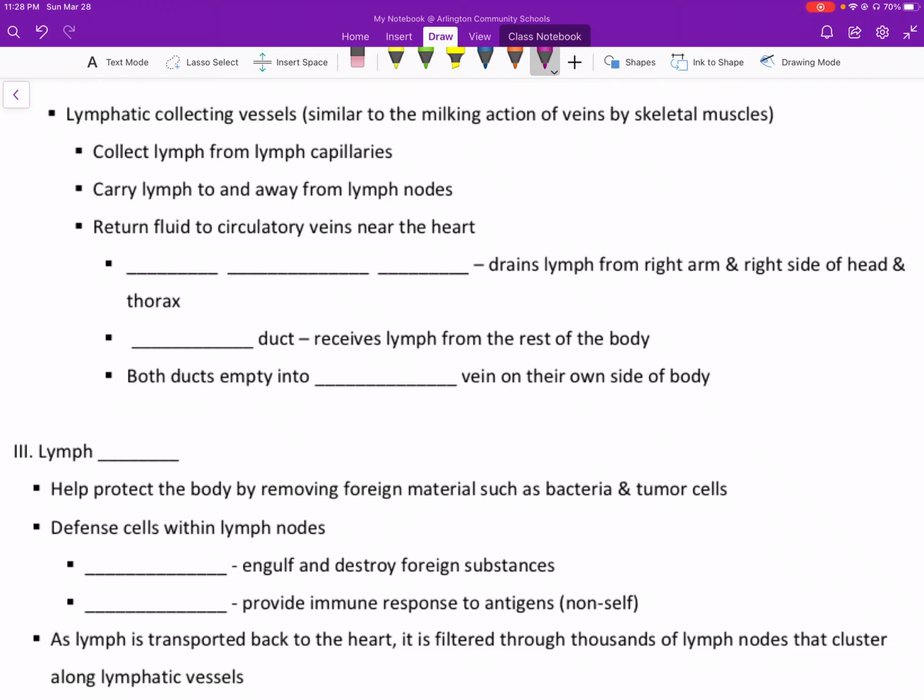And so we're going to collect lymph from its lymph capillaries, where it carries lymph to and away from lymph nodes, and returns fluid to the circulatory veins near the heart. And we do this through the right lymphatic duct, which drains the lymph from the right arm and the right side of the head, and the thoracic duct, which receives lymph from the rest of the body, and both ducts empty into the subclavian vein, which then goes into the heart.